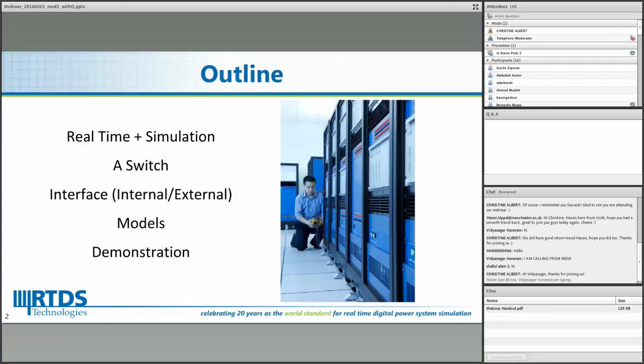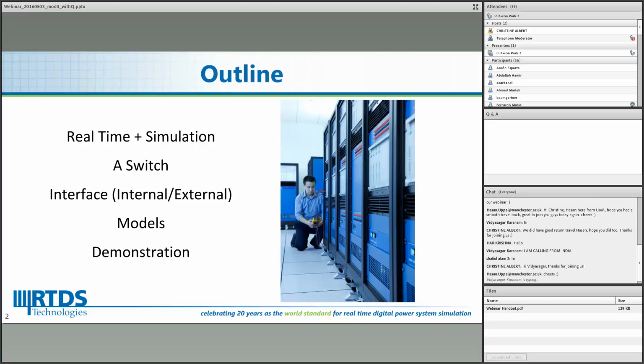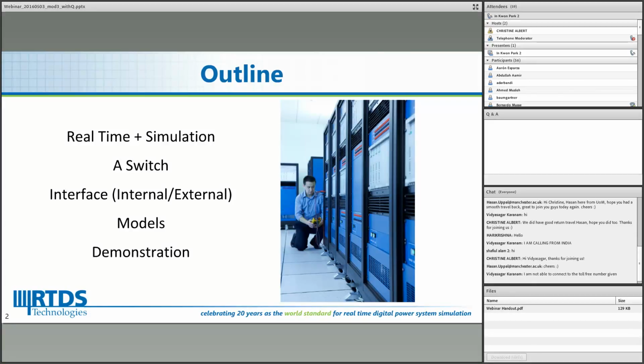The first topic under the presentation is what "real" means, and what the combination between real-time and simulation is. Then the second topic is the modeling of a switch. Probably most people here are already familiar with it: the switch is the fundamental component of almost any power electronic system, so it's very important to have a good understanding of how a switch is modeled in your simulations.